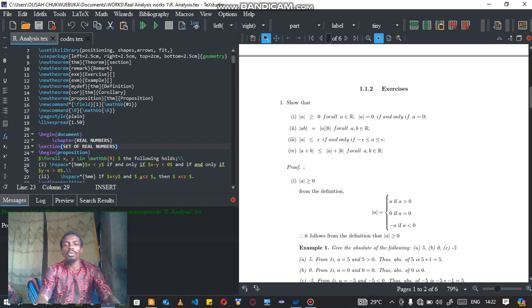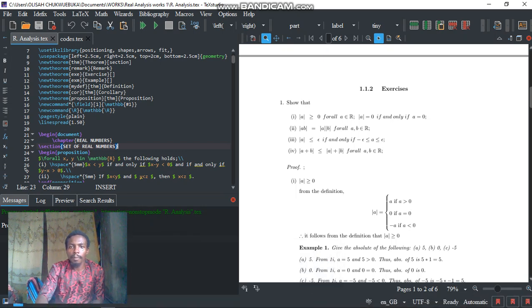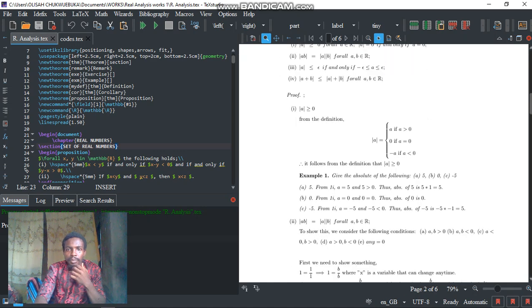So the first example says that we should show that the absolute value of a is greater than or equal to 0 for all a in R, provided that the absolute value of a equals 0 if and only if a is what? 0. Now, let me not waste our time. We'll just head straight to the proof.